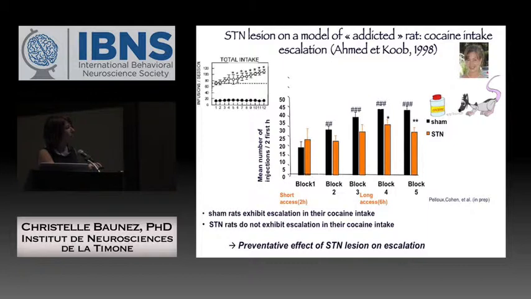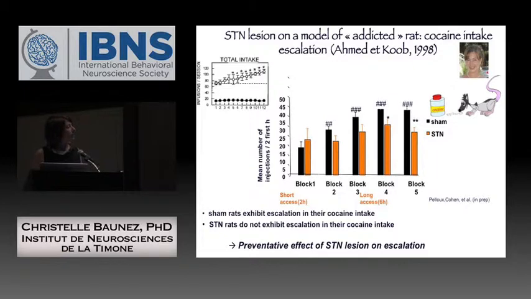But if instead of leaving them just this short access to the drug, 1 or 2 hours, you go to a long access, 6 hours per day, then you see a progressive intake of the drug, and that is the illustration of the loss of control over the drug intake. So we've replicated that, testing the effect of STN lesions first. We lesion the animal first, and we look at the preventative possible effects of the STN lesions.